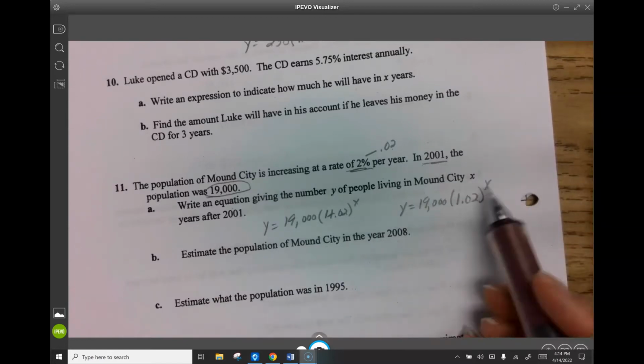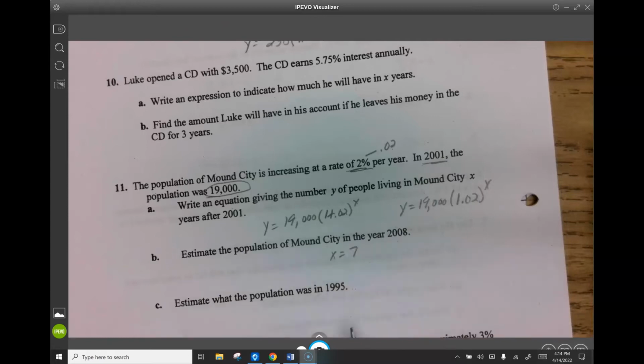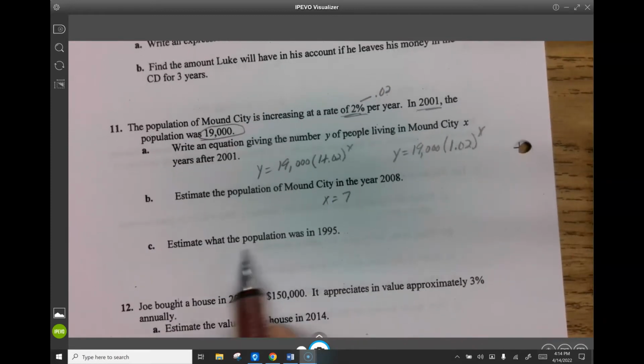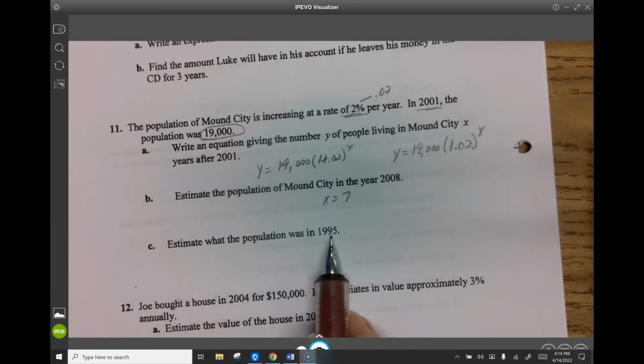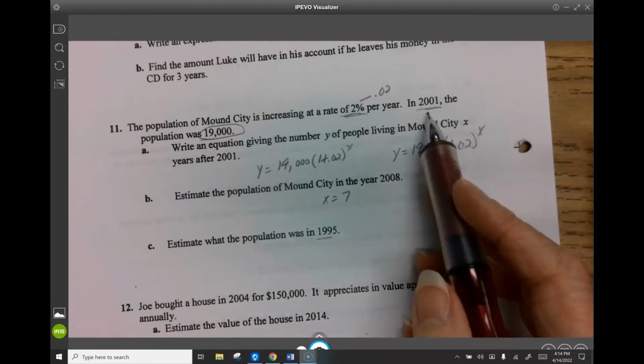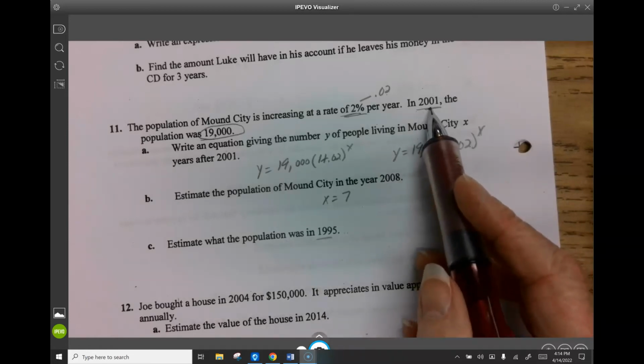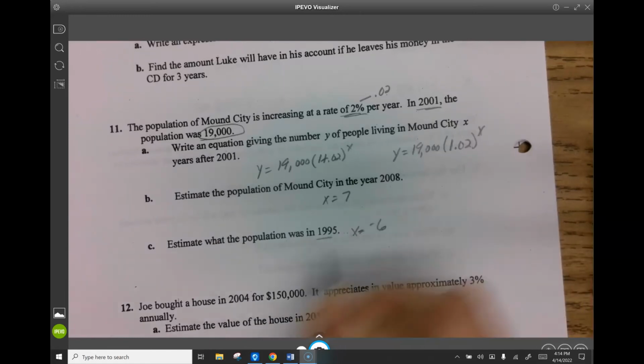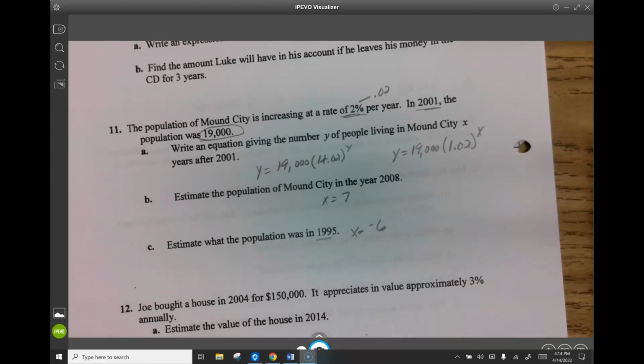Okay, estimate the population in 2008. Well, how many years? Right, so x is going to be equal to 7. Hey, and remember these are people. People are people whether they're a whole or a partial, so make sure you give the whole number of people. Now this says, what was the population in 1995? Assuming there's a growth rate that is fixed. So I'm going from 2001 to 1995, what did I do? I went back, so I have a -6. So you can approximate that. Okay? So I'll let you do those other ones for homework. If you have any questions, you know where to find us. Thank you so much.